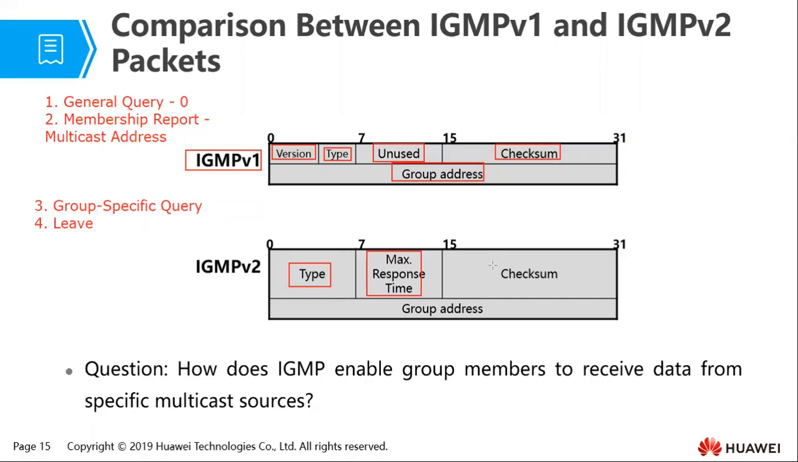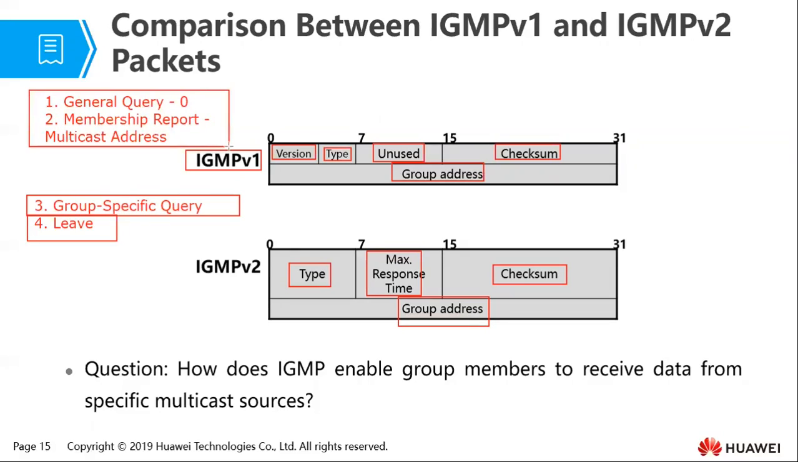Then here, checksum again, then here group address. So again, I want you to read and find out what will be the group address for a group specific query. I'm sure you've already guessed. What will be the group address for a leave message? And of course, these ones remain the same. The group address remain the same as in IGMP version 1. Okay.